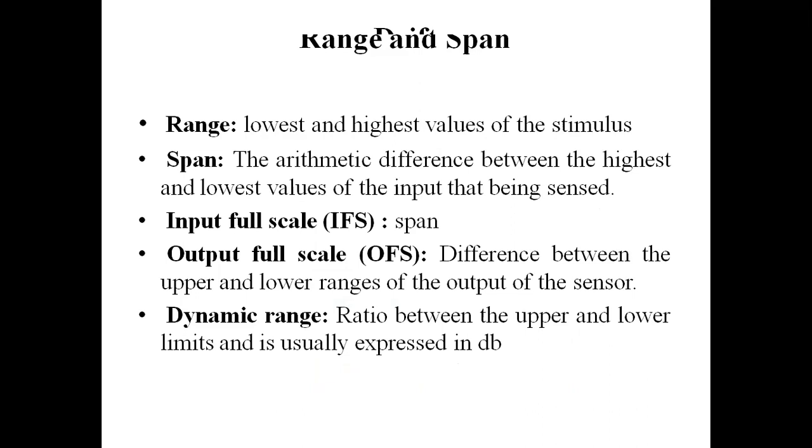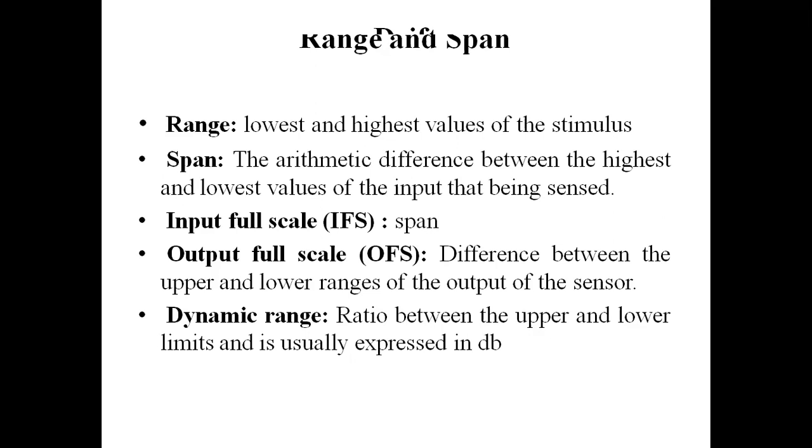What about the range? It is the lowest and highest value of the sensor. Span is nothing but the arithmetic difference between the highest and lowest values of the input being sent. The next one is the input full scale, that is the IFS span. So the input full scale is nothing but the span value, the difference between the highest and lowest value of the input.